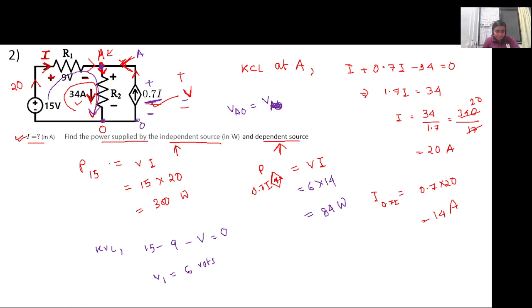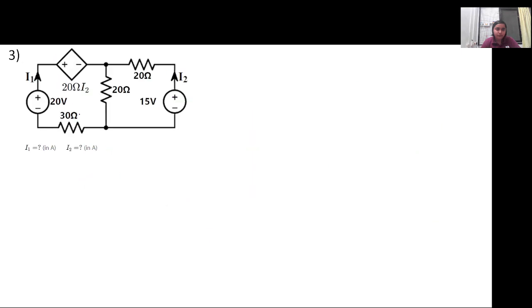Any suggestion? We have to solve for this current that is flowing here, I1 and I2. Now this voltage source is a current dependent voltage source which depends on this particular I2 current flowing in this particular branch. So how shall we solve for I1 and I2 for this circuit?